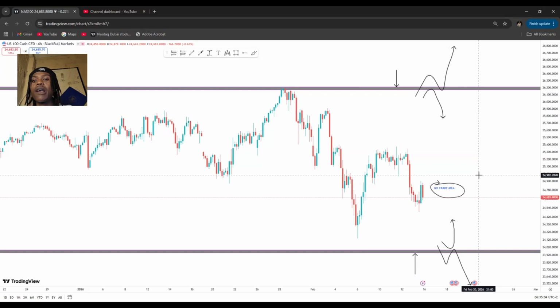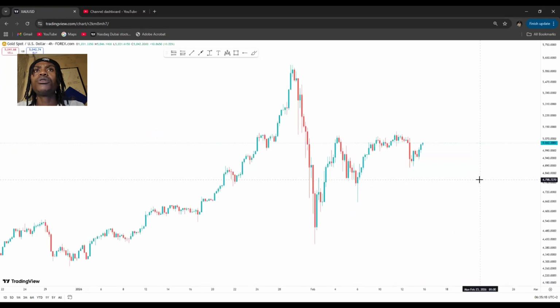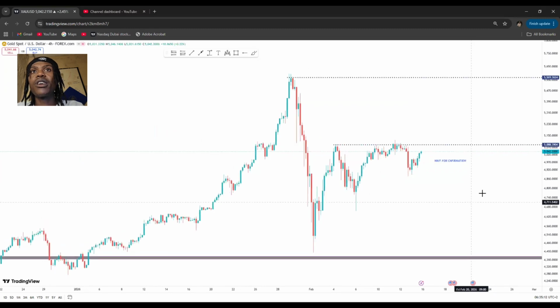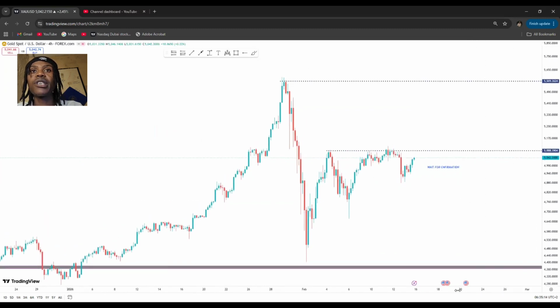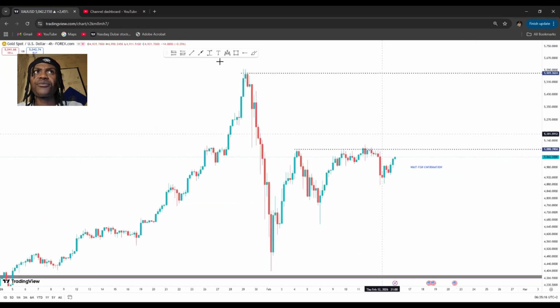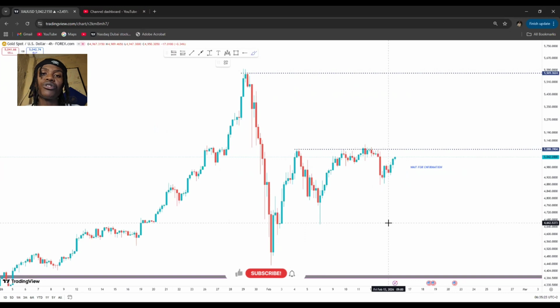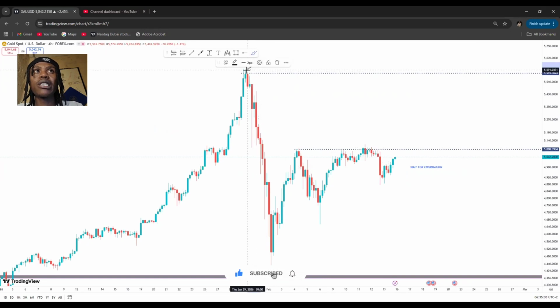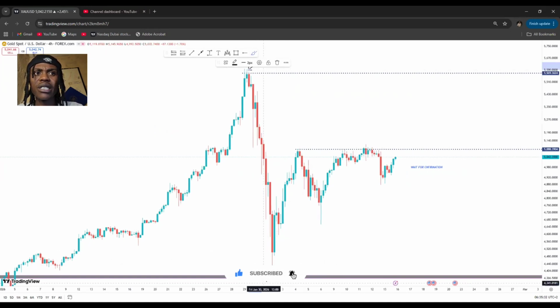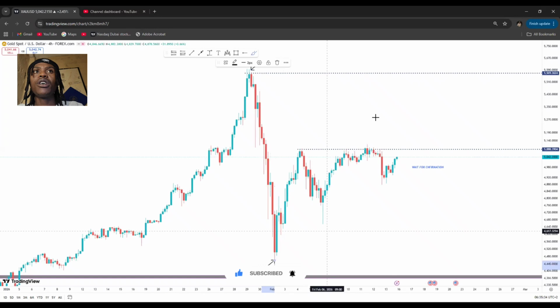But without further ado, the second pair, which is gold. On gold, we might look to have intraday tradable setups based on this core fundamental. Please go check out our Q1 insight for gold, so you can understand and get the picture of what I'm about to share with you. So understanding that price printed this high, and then printed this low, price is now holding an intraday resistance.